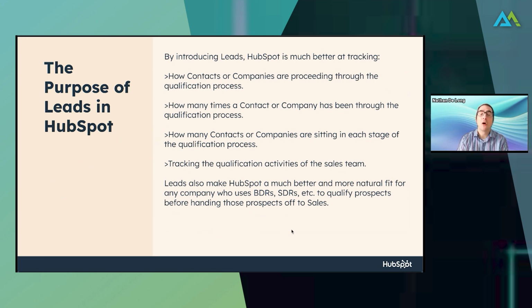And then we can also at any time know exactly how many contacts or companies are sitting in each stage of our qualification process. And tied with that, we can track the qualification activities of our sales team. In other words, we can know, are you working these leads or are they sitting unworked? And we can actually use automation too to say, hey, you haven't worked this lead. Let's assign it to somebody else who's going to work it. We aren't just adding them to that junk drawer.